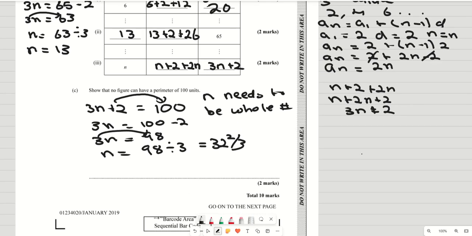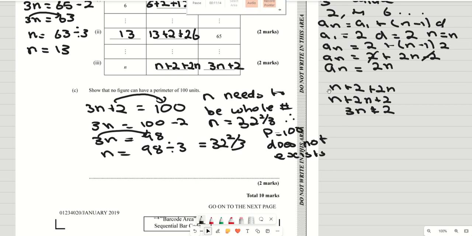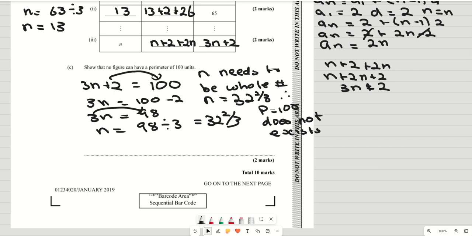So n needs to be a whole number, and we found n to be 32 and 2/3. Therefore, the parameter being equal to 100 does not exist. Right, so all you need to say is n needs to be a whole number, and we found out n to be 32 and 2/3, which is not a whole number. So therefore, p, the parameter being 100, does not exist. And that is how you would do the January 2019 question.